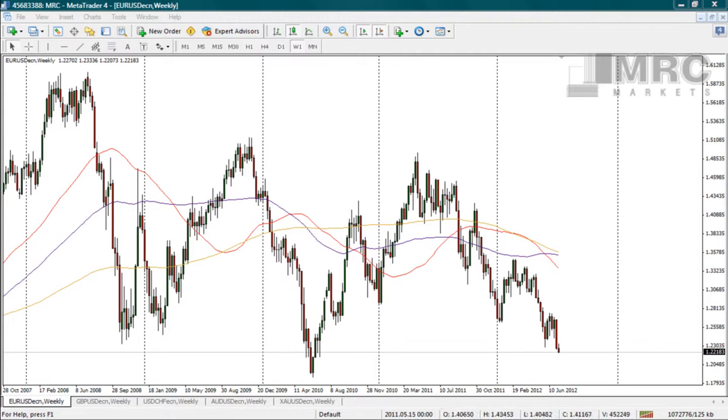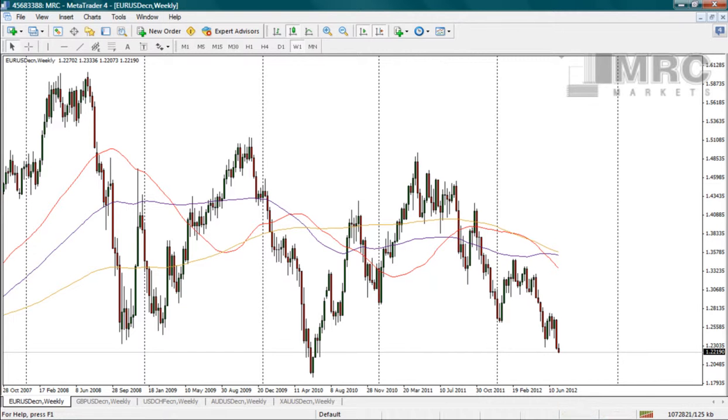For any new followers, we do have 3 moving averages in each of these charts. The red one is a 55 simple moving average, the purple is 100 simple moving average, and the gold is a 200 simple moving average. The charts I'll look through today are Euro dollar, cable, dollar Swiss, Aussie dollar, and gold.